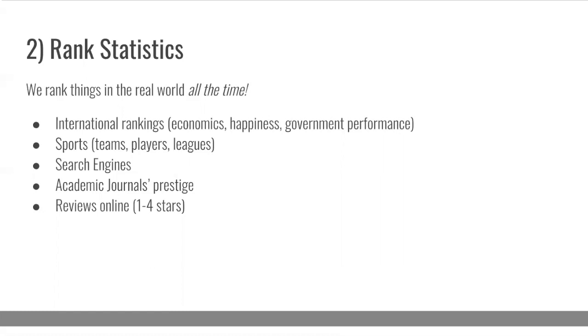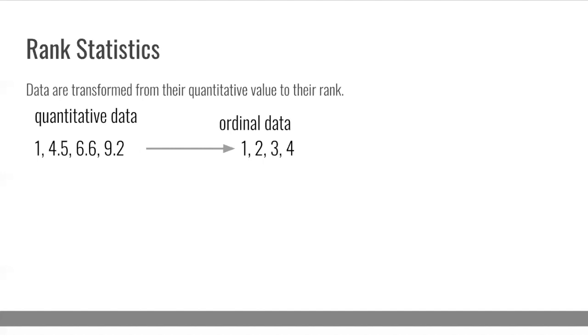Same idea with sports. There's the top performing team, the top performing player, the second top performing. Same thing with leagues or search engines or academic journals, prestige or reviews online, right? You have 1, 2, 3, 4 stars. These are all ranking, and using statistical approaches that use ranks as their input are what you would need to start analyzing this type of data.